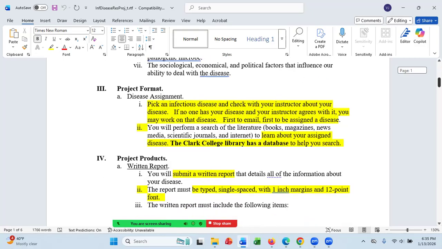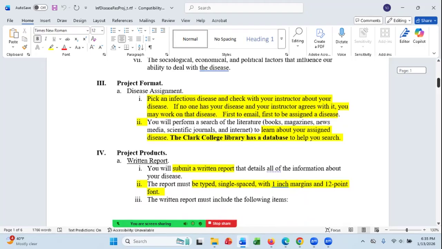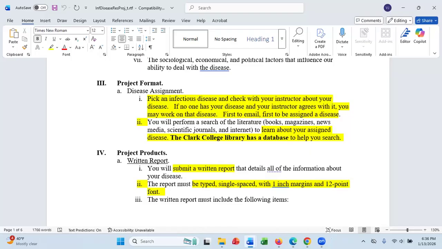You can read about the rationale for the disease project format and the assignment. You're going to pick an infectious disease, but you need to check with me about your disease. So the first person who asks for a disease will get it, assuming it's an infectious disease. I will go through and make sure it's an infectious disease. And if it's not, I'll let you know you've got to pick another disease. I'll also let you know if somebody has already picked your disease, so you have to pick another one, because everybody's going to do a different disease.